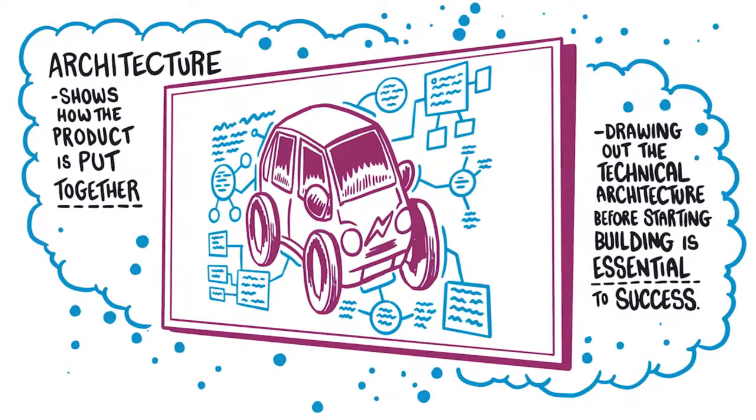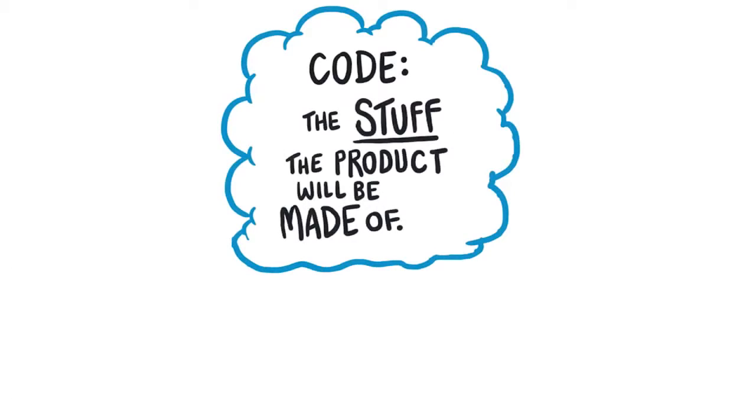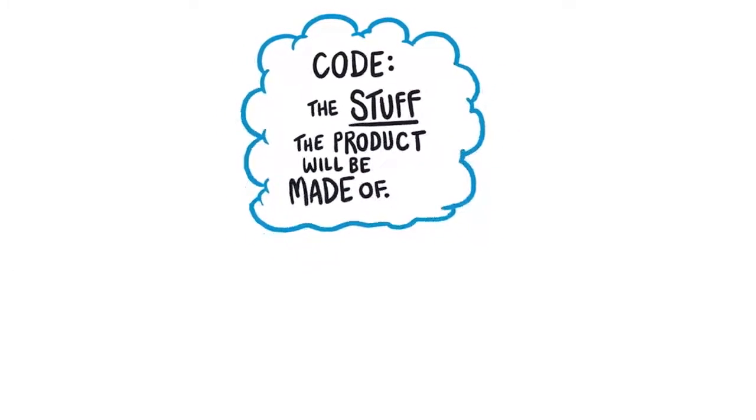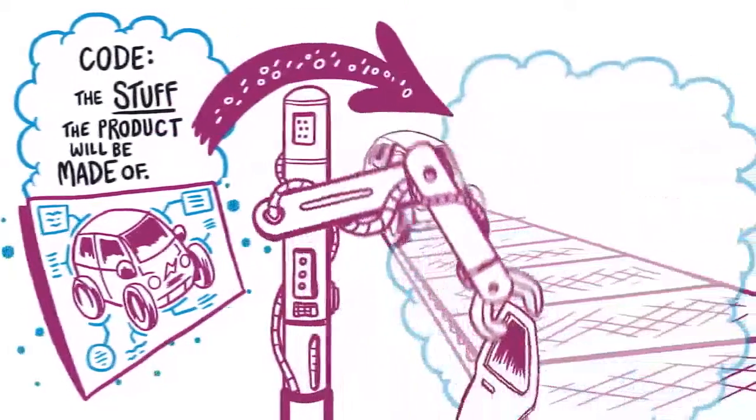So the architecture depicts how the product or service will be put together. Again, using the hypothetical example we have been working with, the architecture step would outline how the electric car would look and how its different components would fit together. Correct. Drawing out the technical architecture of a product or service before we start building it is essential for success, right? Right, of course. And then, finally, what is code?